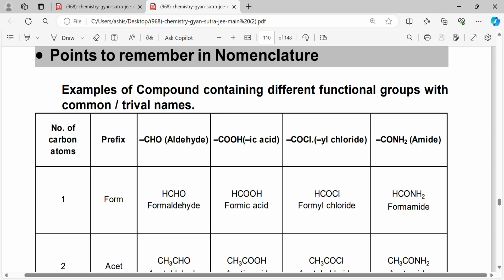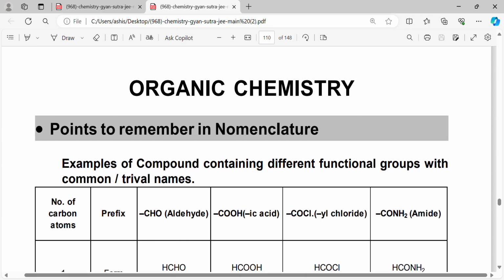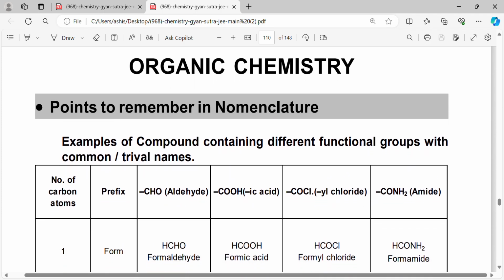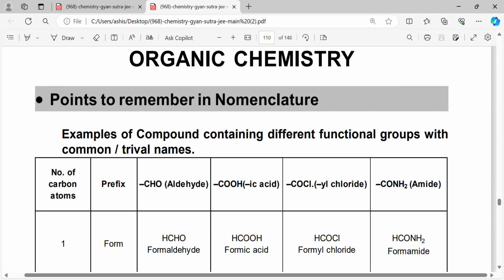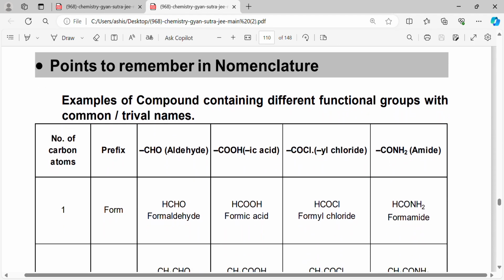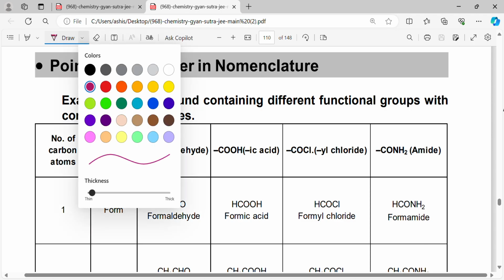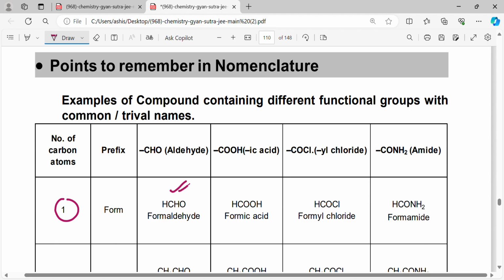Hello guys, let's start important points in organic chemistry and revision of organic chemistry. First of all, we are starting with nomenclature, common naming system. We all know the prefix form is used for one carbon. For example, if we have one carbon and aldehyde group HCHO, then it is called formaldehyde, formic acid, formyl chloride, and amide group, formamide.